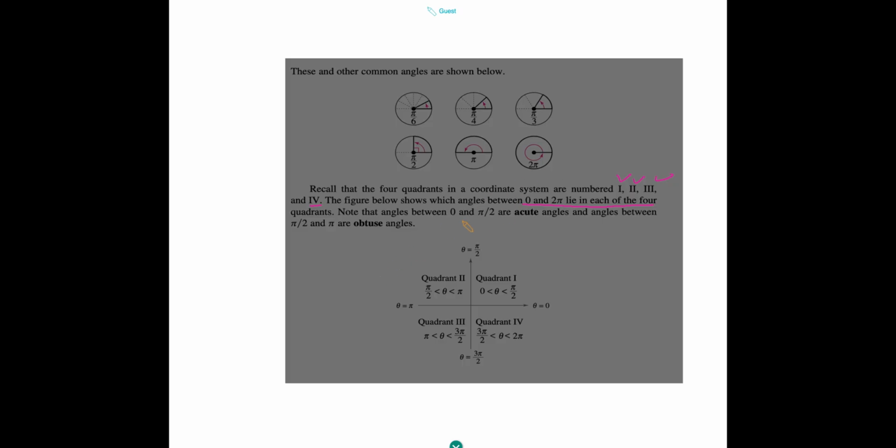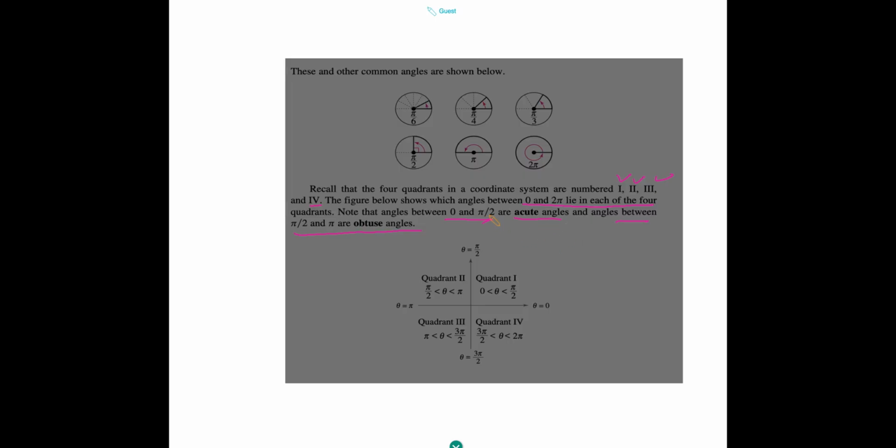Now the angle between 0 and pi over 2 is an acute angle, and the angle between pi over 2 and pi is an obtuse angle. An acute angle is less than 90. An obtuse angle is greater than 90. Acute angle, obtuse angle. Got it?